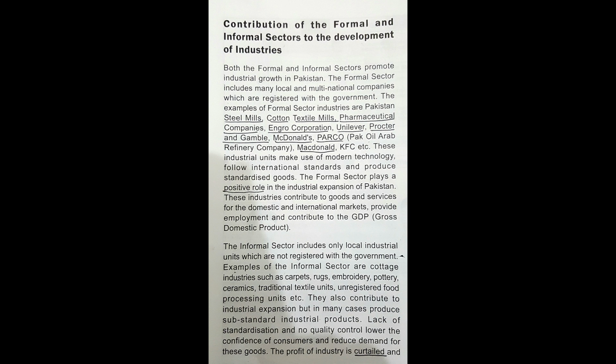The formal sector includes many local and multinational companies which are registered with the government. The examples of formal sector industries are Pakistan Steel Mills, Cotton Textile Mills, pharmaceutical companies, Unilever, Procter and Gamble, McDonald's, Pakistan Refinery Company, KFC, etc. So these are the registered and formal companies working in Pakistan.